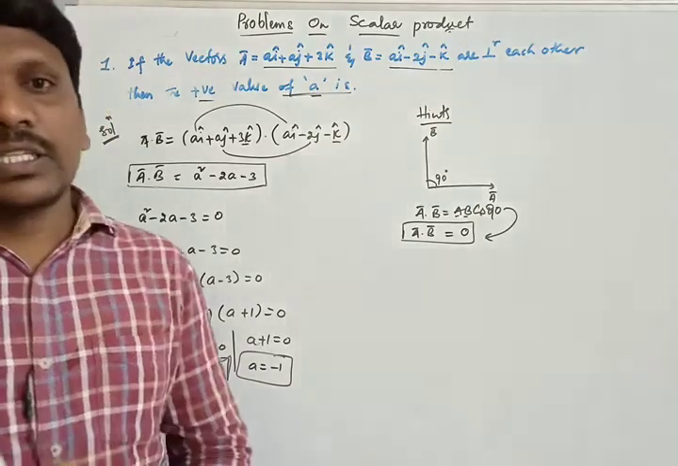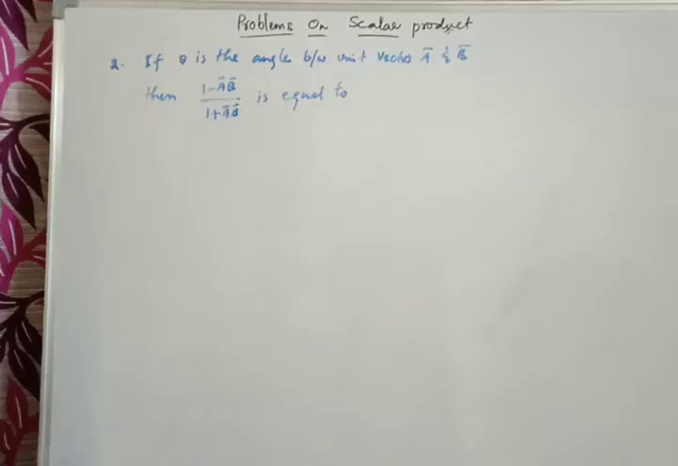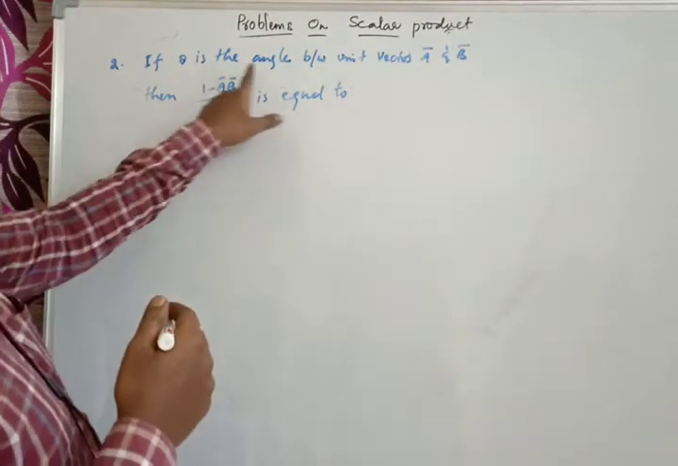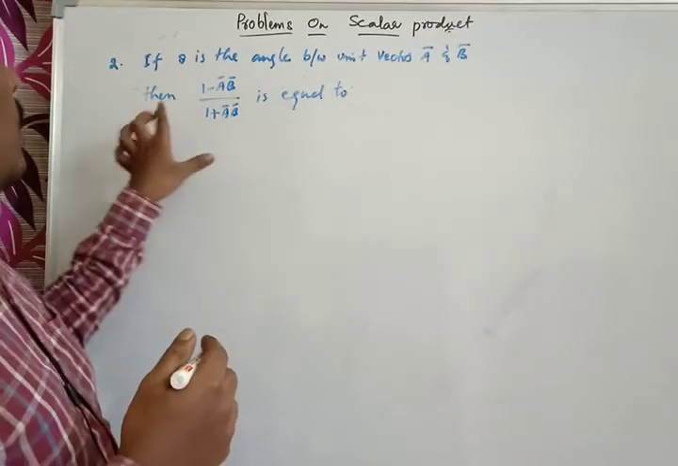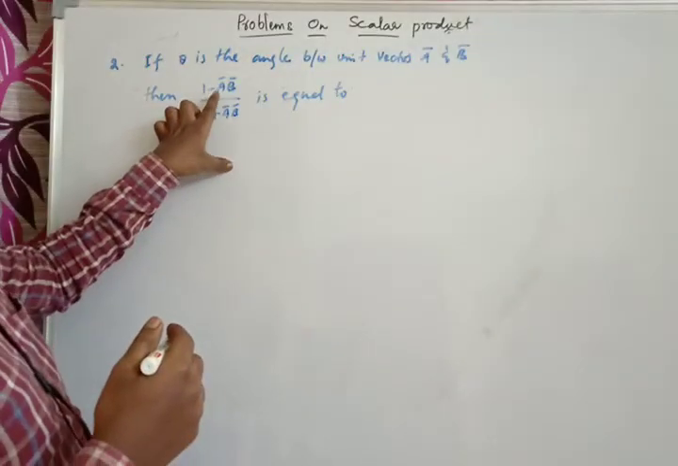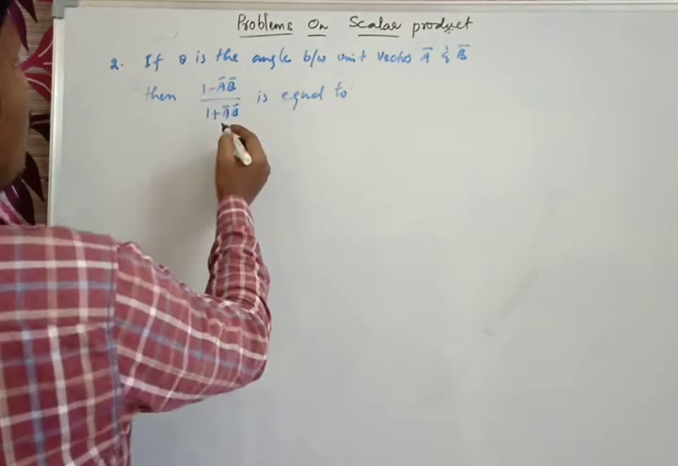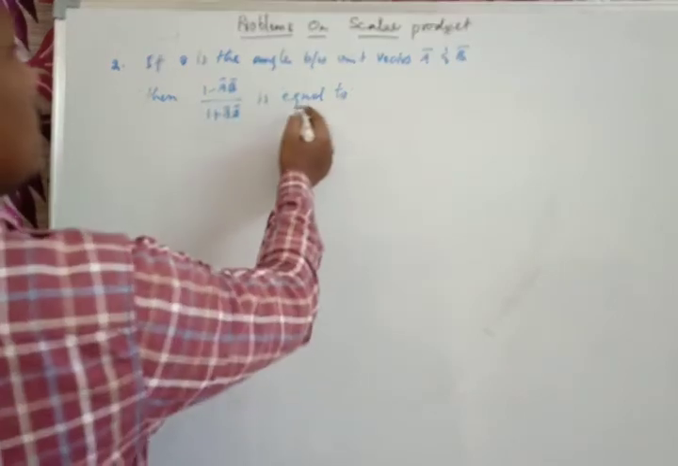Now let us see the second question. Okay, the second question is: if theta is the angle between unit vectors a bar and b bar, then 1 minus a bar dot b bar by 1 plus a bar dot b bar is equal to what?